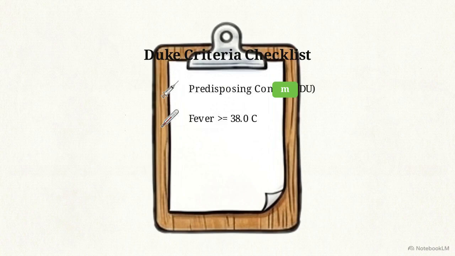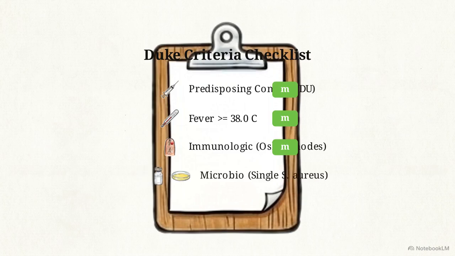Next, we see painful nodules on the fingertips. Painful means Osler's nodes, which falls into the immunologic minor category. That makes 3. Finally, we address the microbiology requirement. Staph aureus is a typical, highly destructive endocarditis organism. However, the lab only drew a single positive culture. Because it lacks the required multiple draws from separate sets, it fails to meet the major threshold and is instead classified as a minor criterion.